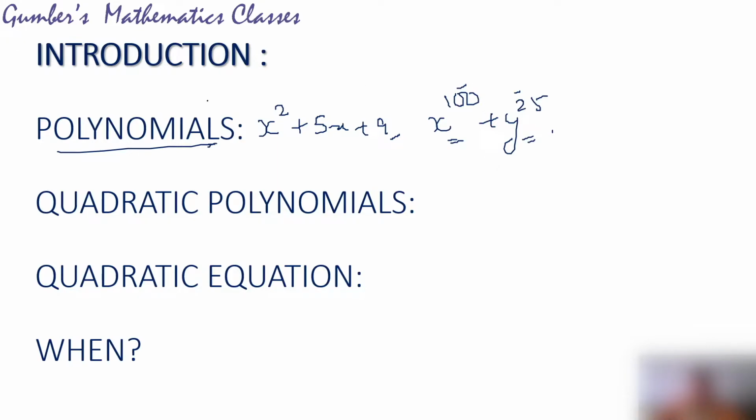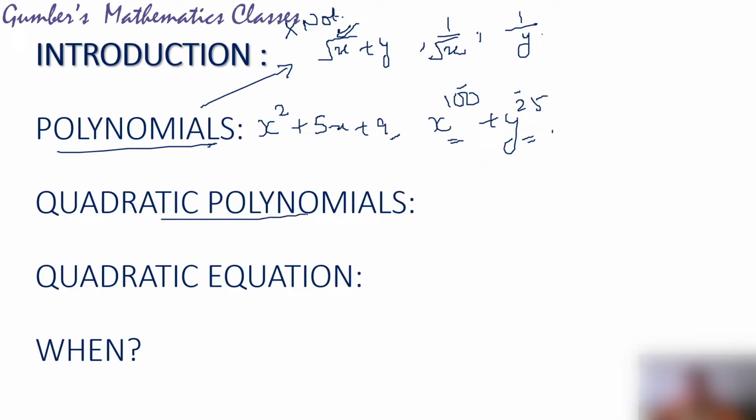Now let's consider one or two examples which are not polynomials. Under the root x plus y is not a polynomial, as x's power is 1 by 2, which is a fractional number. 1 upon under the root of x is also not a polynomial. Next is 1 upon y, this is also not a polynomial.